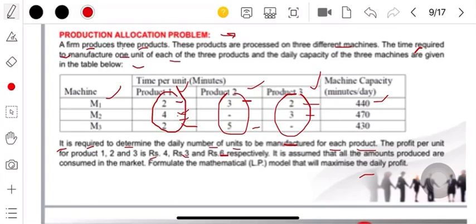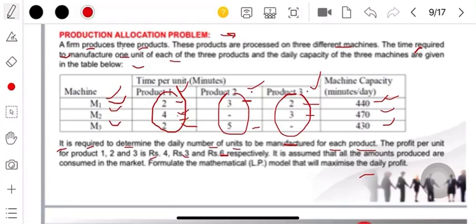Alright, but it is also given that the availability of machine 1 is 440 minutes per day, availability of machine 2 is 470 per day, and availability of machine 3 is 430 per day. Now it is also given the profit per unit for product 1, 2, 3 is rupees 4, rupees 3, rupees 6 respectively. So now we are asking how many units of product 1, product 2 and product 3 should be produced per day so that the profit can be maximized.